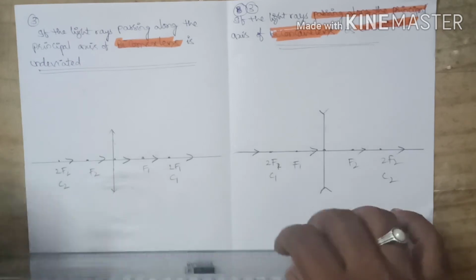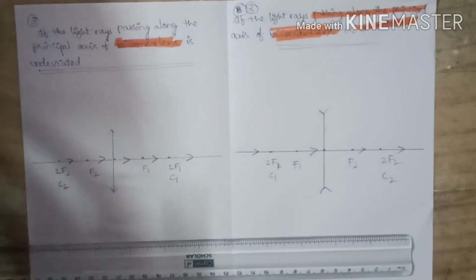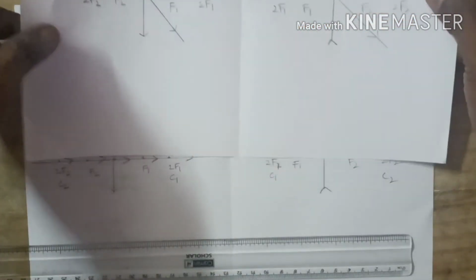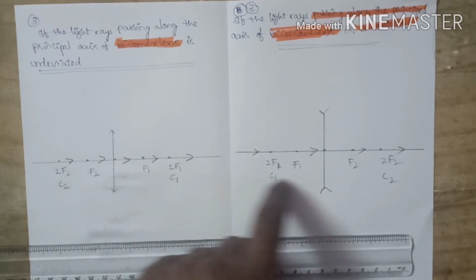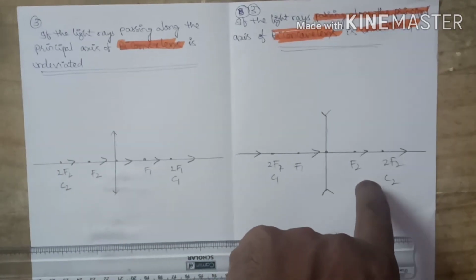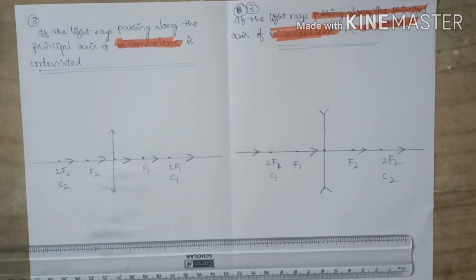So, totally, in two cases, the light ray does not deviate from its path. Whenever the light is traveling through the optic center, it is not deviated. When the light is traveling along the principal axis of either a biconvex lens or a biconcave lens, it also does not deviate.